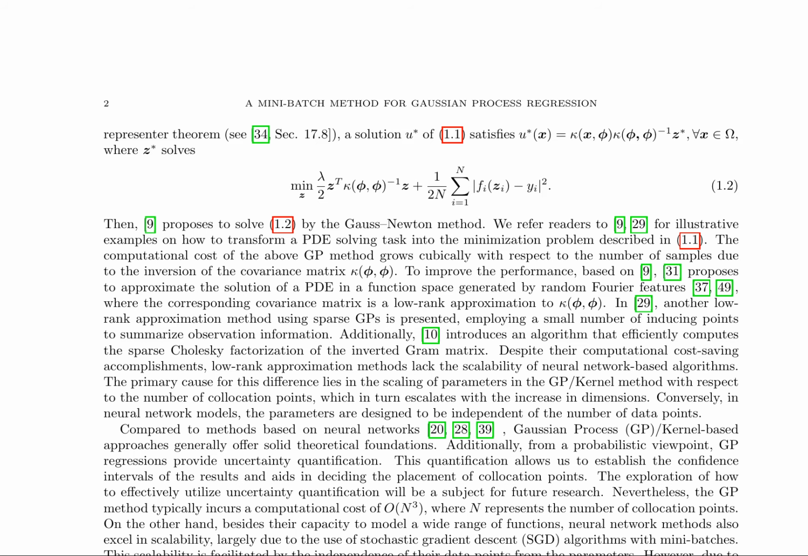To address this issue, low-rank approximation methods have been proposed, but they lack scalability compared to neural network-based algorithms. GP methods offer solid theoretical foundations and provide uncertainty quantification, essential for establishing confidence intervals and deciding the placement of collocation points. However, the computational cost of n cubed hinders their scalability. In contrast, neural network methods excel in scalability due to the use of stochastic gradient descent (SGD) algorithms with mini-batches.